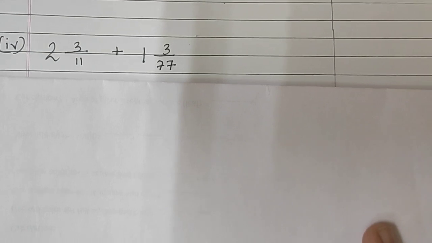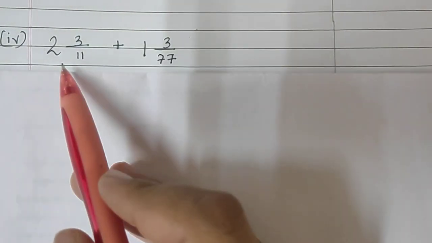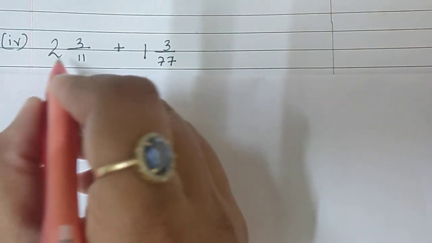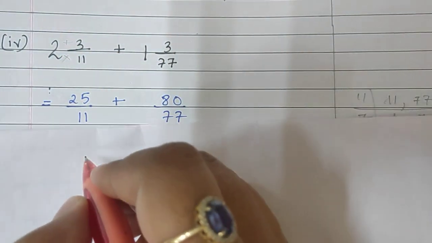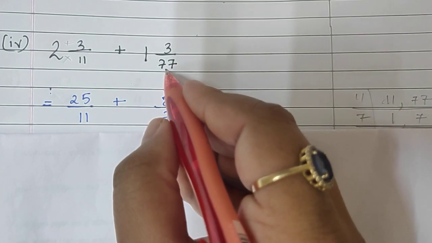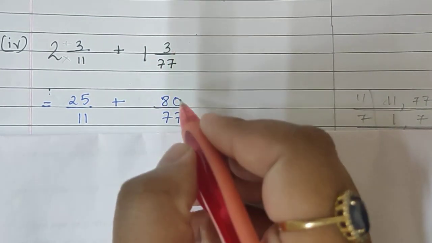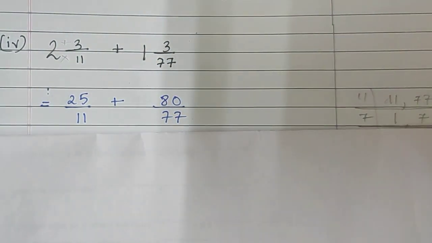Our next sum is a mixed fraction. We'll make it a proper fraction. So 11 into 2 is 22 plus 3 is 25. So this becomes 25 upon 11. 77 into 1 is 77 plus 3 is 80. So this becomes 80 upon 77.